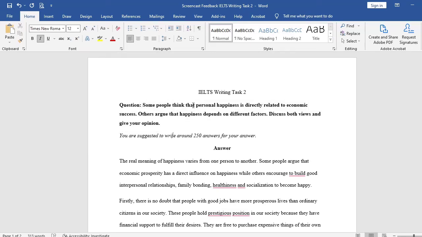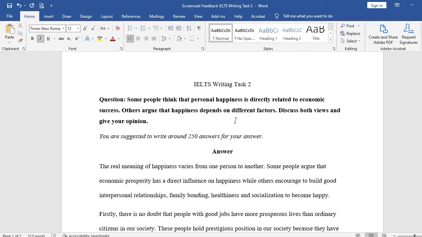Some people think that personal happiness is directly related to economic success. Others argue that happiness depends on different factors. Discuss both views and give your opinion. So this is a discussion type of question. In the IELTS Writing Task 2, most questions that you may find are argumentative topics, but this is not an argumentative question. This topic asks you to discuss both the views.